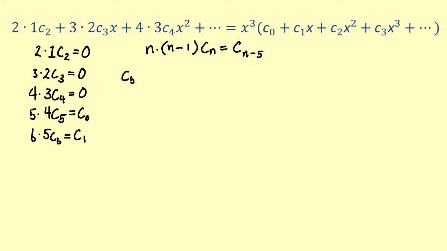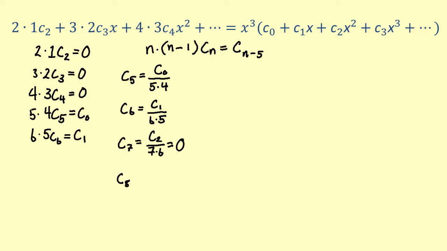Then we have c sub 5 is equal to c sub 0 over 5 times 4. Next, we have c sub 6 is equal to c sub 1 over 6 times 5. Continuing, we find that c sub 7 is equal to c sub 2 over 7 times 6, which is equal to 0, since c sub 2 is equal to 0.